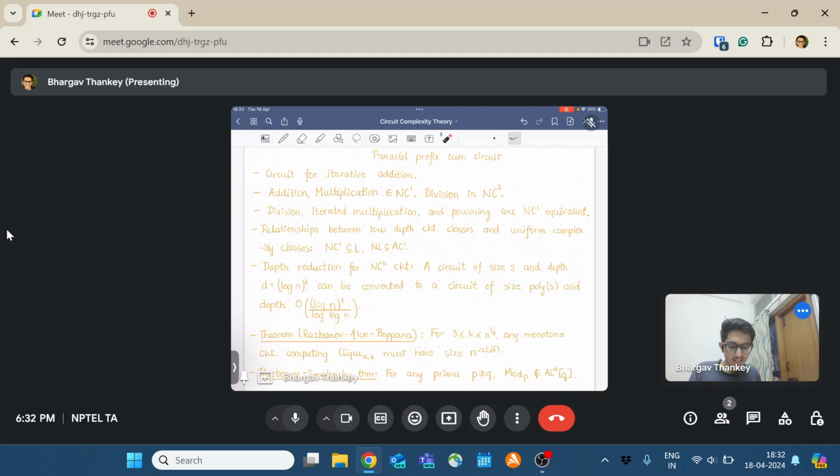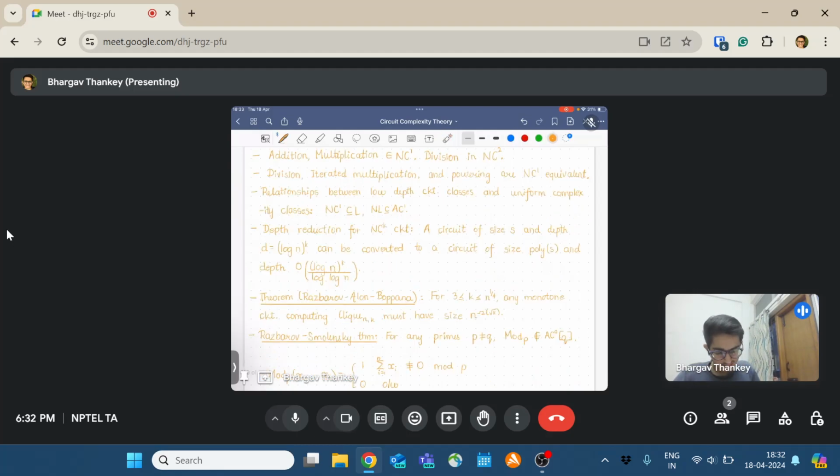Then we also saw depth reduction for an NCk circuit. So a circuit of size S and depth D equals log n to the k can be converted to a circuit of size poly S and depth order log n to the k over log log n. So this gives us a circuit of slightly smaller depth. And if we could reduce this log log n to a constant, then we would prove that NCk equals NCk minus 1. But we don't expect this to be true. So people believe that NC, NCk and NCk plus 1 are all different.